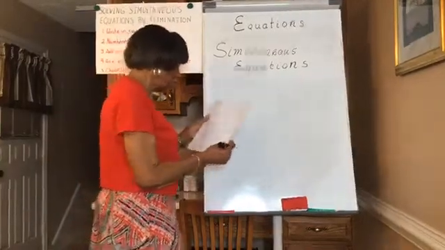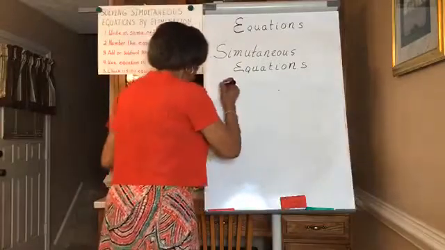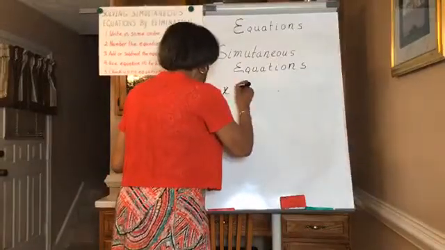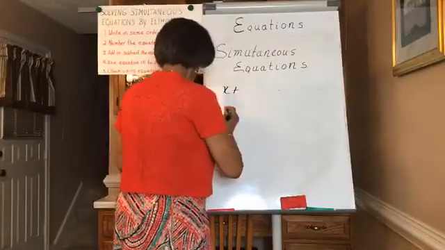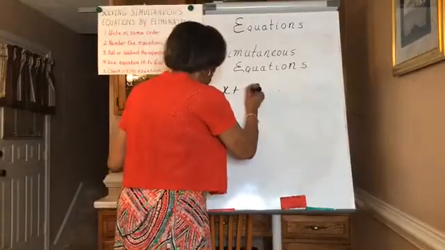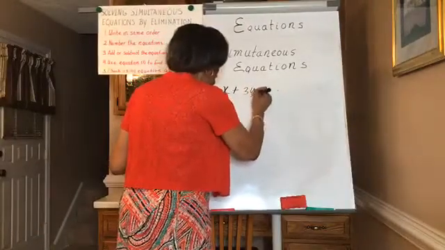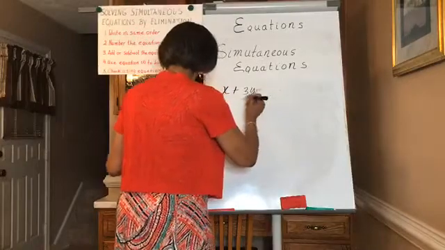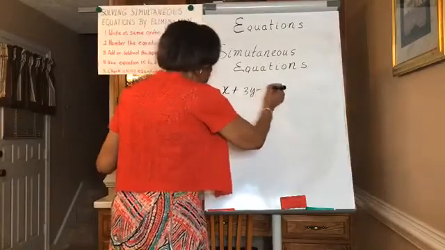All right, let's do x plus 3y equals 11.